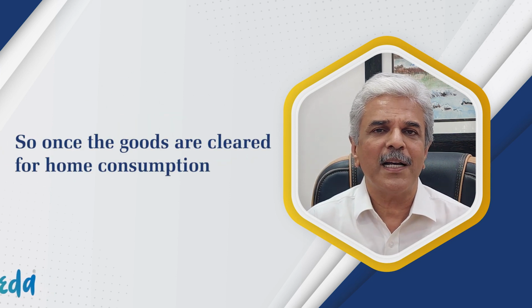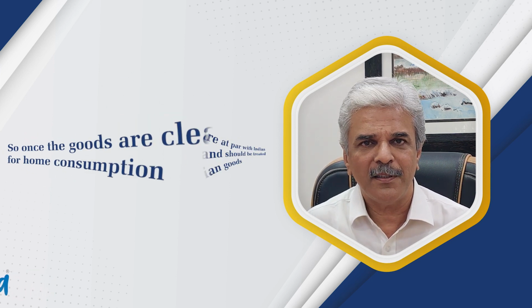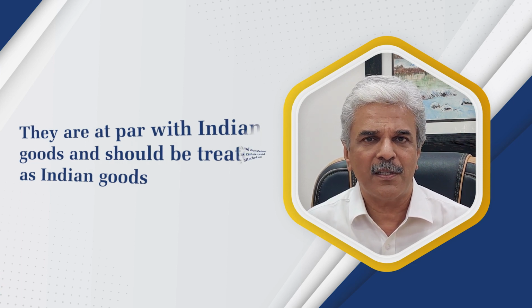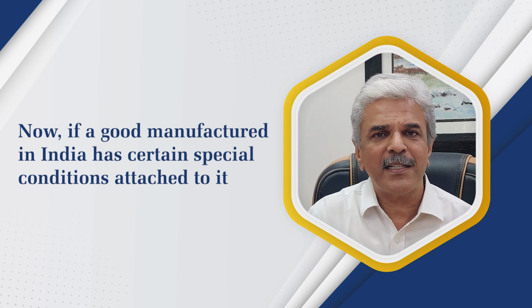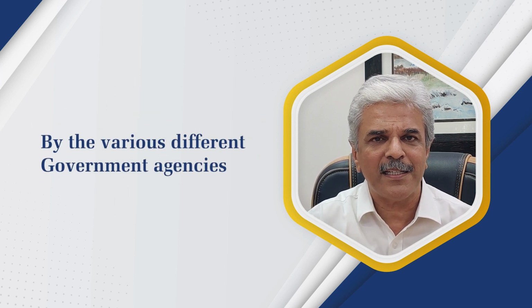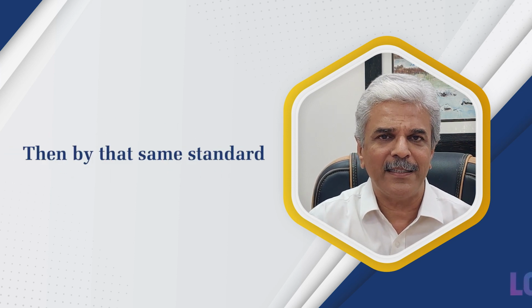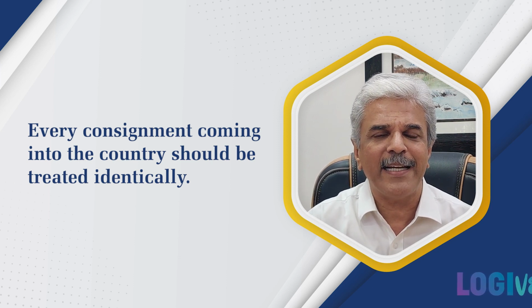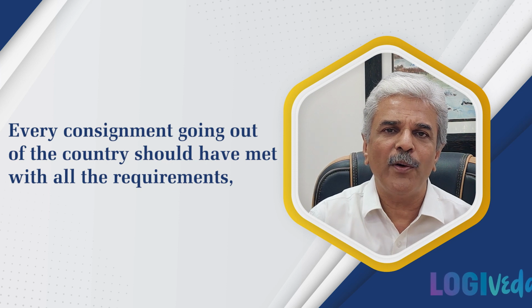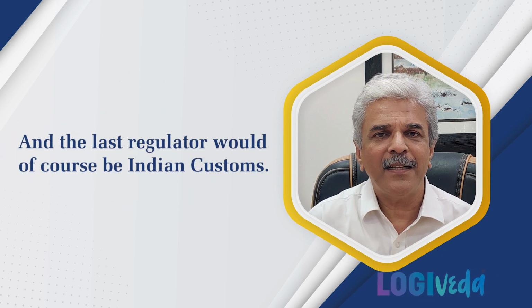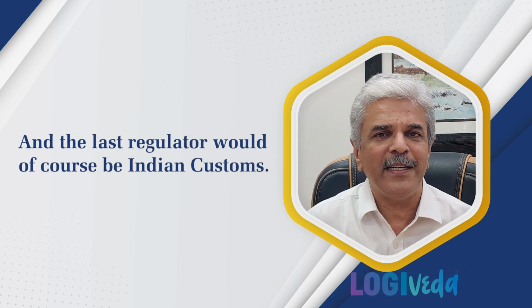So once the goods are cleared for home consumption, they are at par with Indian goods and should be treated as Indian goods. Now, if a good manufactured in India has certain special conditions attached to it by the various different government agencies, then by that same standard, every consignment coming into the country should be treated identically. Every consignment going out of the country should have met with all the requirements. And the last regulator would of course be Indian customs.